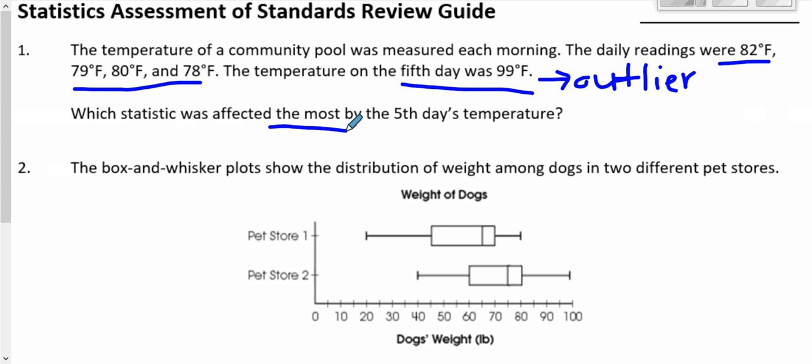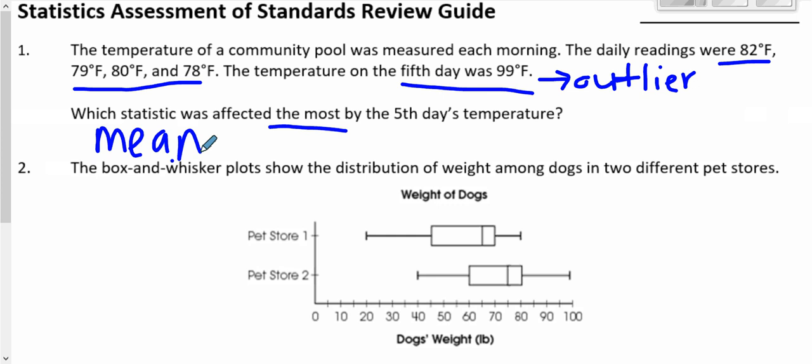So we know that an outlier mostly affects the mean of our data set, okay? So that would be the statistic that's most affected. The median wouldn't change very much, only by maybe a number or two. The mode doesn't change because there's no mode here actually. And the mean is the one that's affected the most because that 99 would really bring that total number up higher.